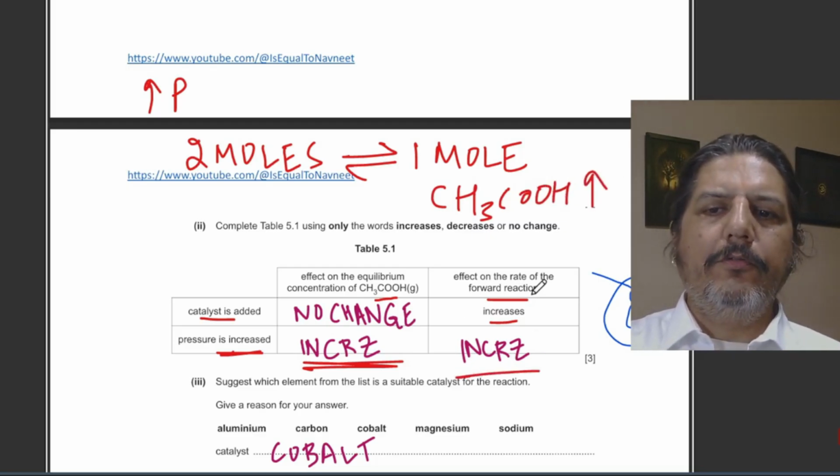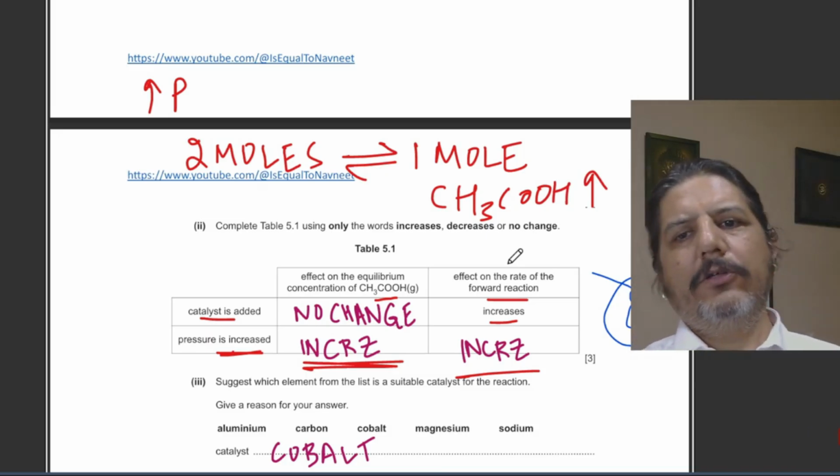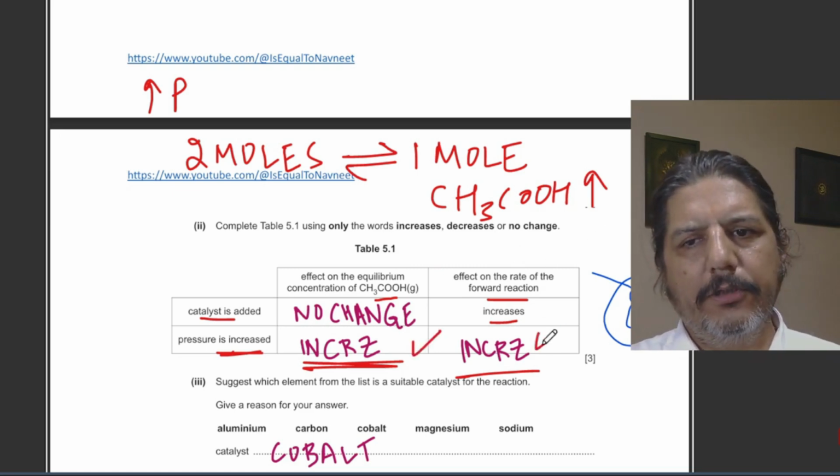What is the effect on the rate of forward reaction? Of course, an increase in pressure leads to an increase in the rate of reaction. So the rate of forward reaction will also increase. So the answer for both is increase.